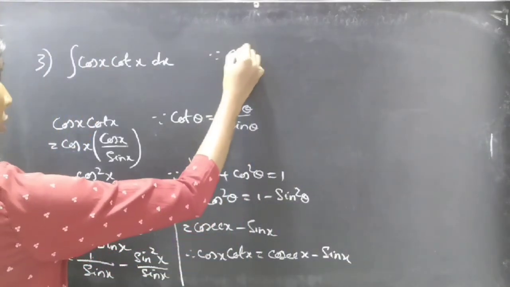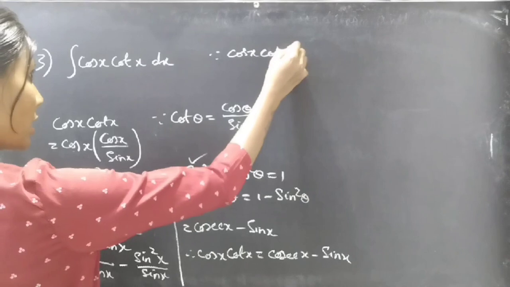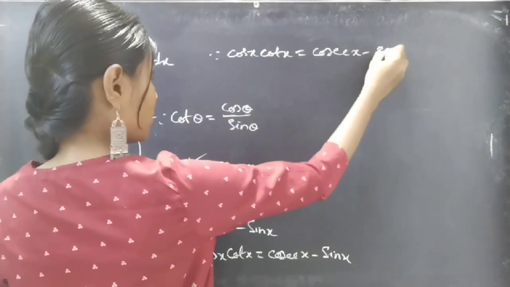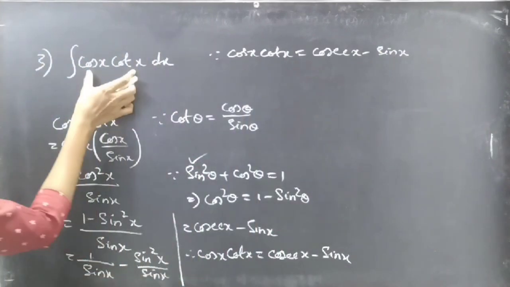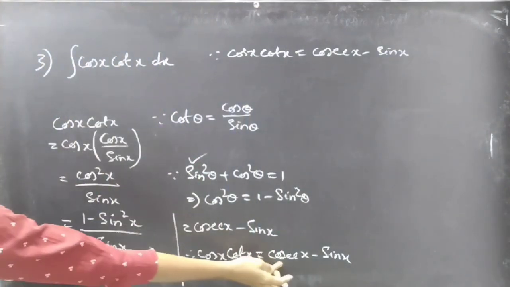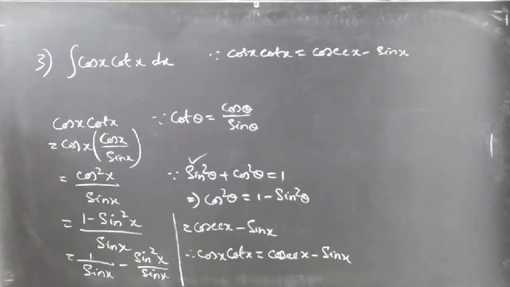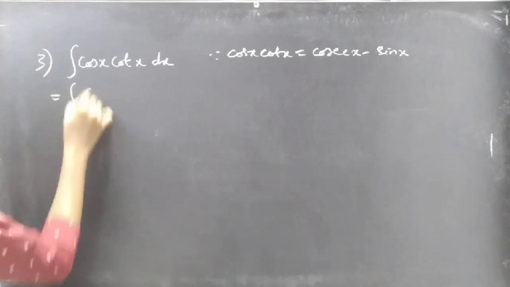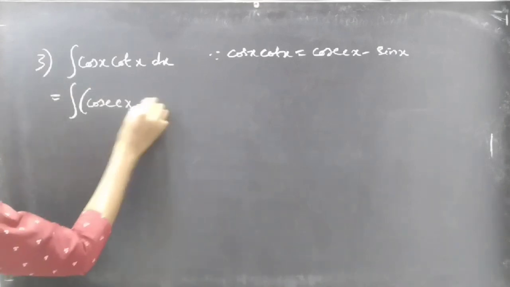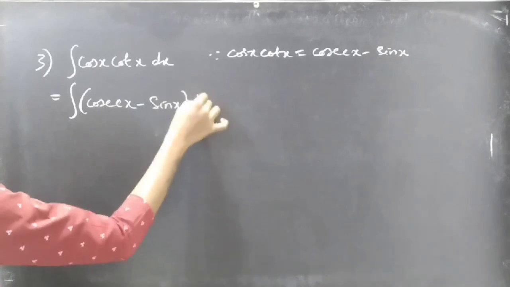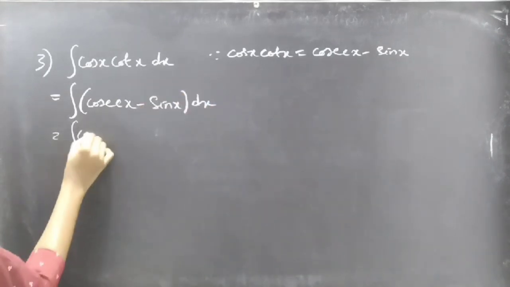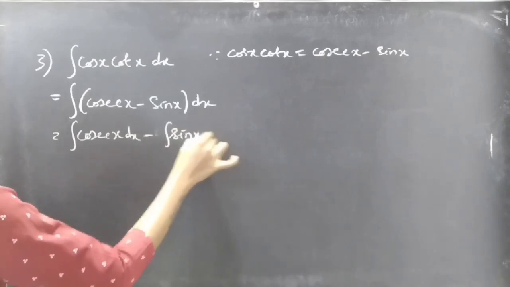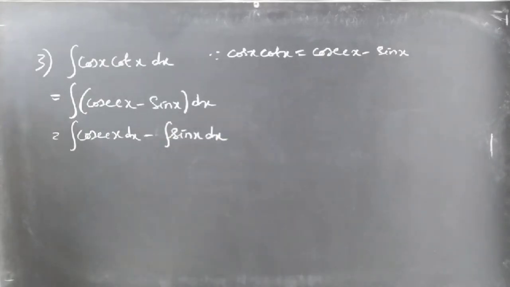Since cos x into cot x equal to cosecant x minus sin x, we'll replace the integrand by cosecant x minus sin x. This gives us integral cosecant x minus integral sin x dx, right?